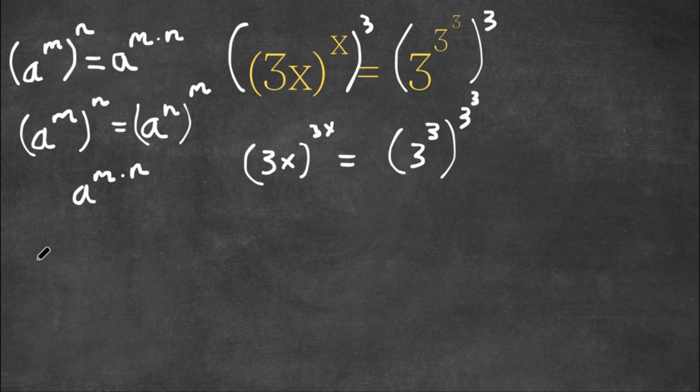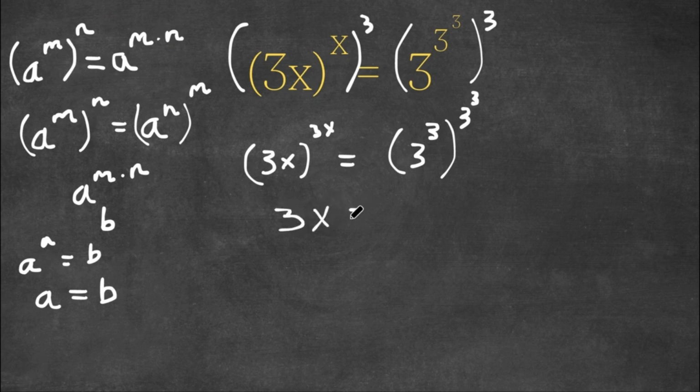And now, if we have something in the form a to the power of a is equal to b to the power of b, then this means that a is equal to b. As you can see here, 3x to the power of 3x, both of these are the same. The exponent and the base are the same. And same with here, 3 to the power of 3 to the power of 3 to the power of 3. The exponents here are the same. Meaning, this would equal 3x is equal to 3 to the power of 3.